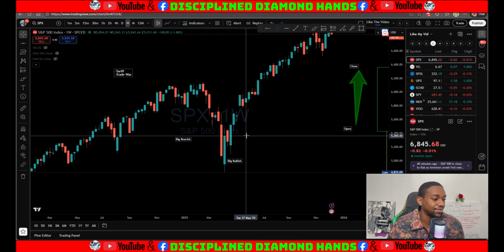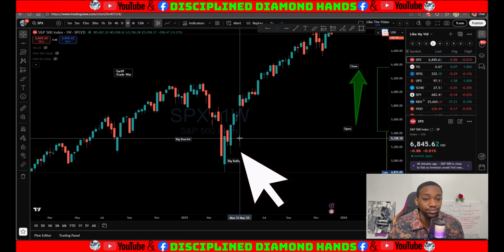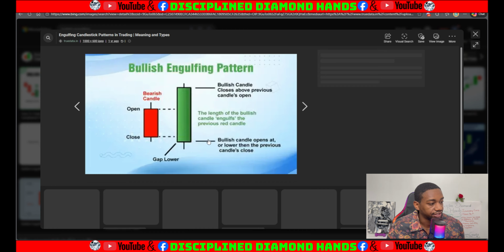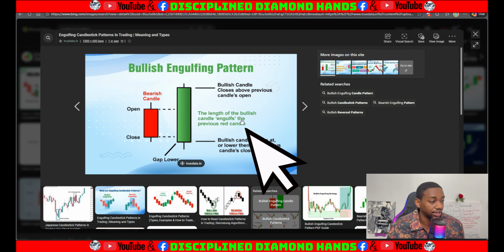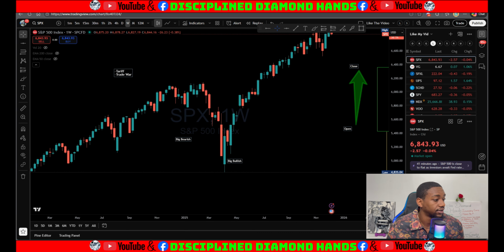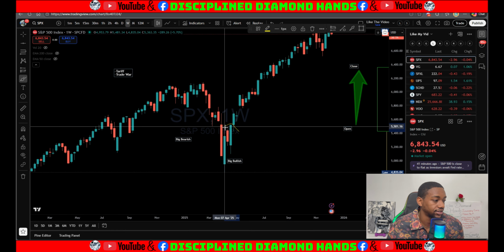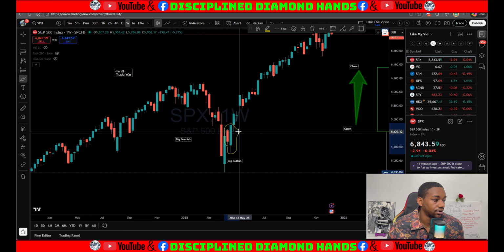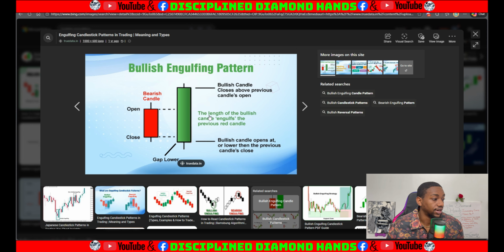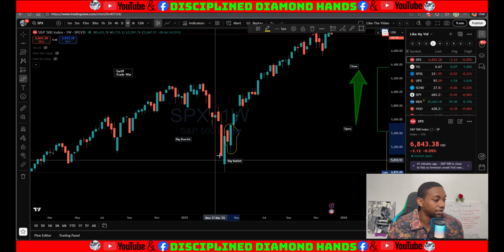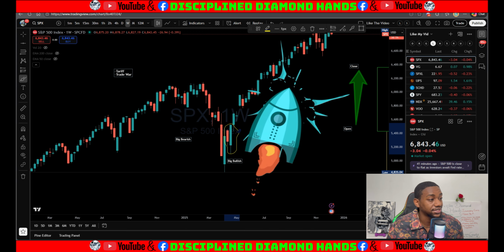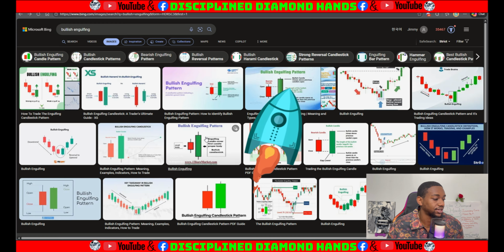The next candlestick pattern we have is bullish engulfing. What is a bullish engulfing candlestick pattern? Check this out. The length of the bullish candle engulfs the previous red candle. That's what we see right here. Let me circle it for y'all so y'all can see it too. What typically happens after that happens? Well, on the chart, you see it went up, and that's what typically happens. But hey, nothing is 100%.